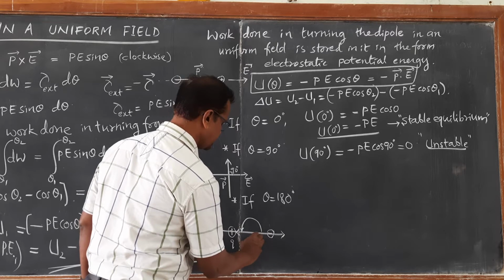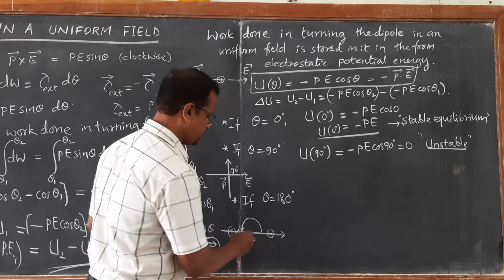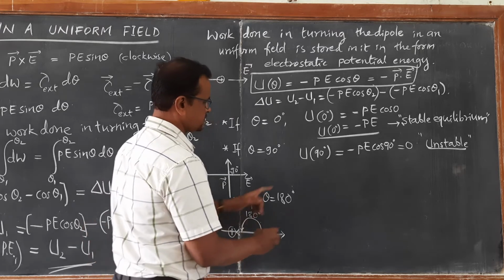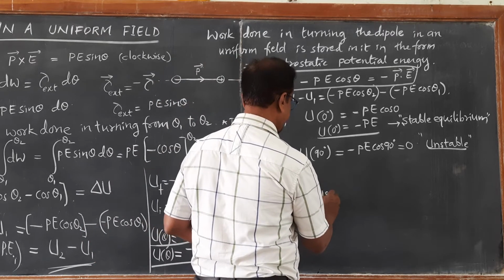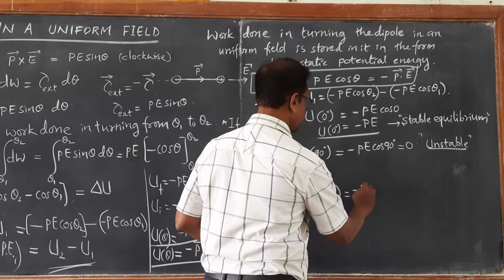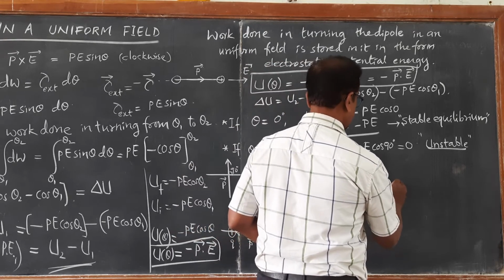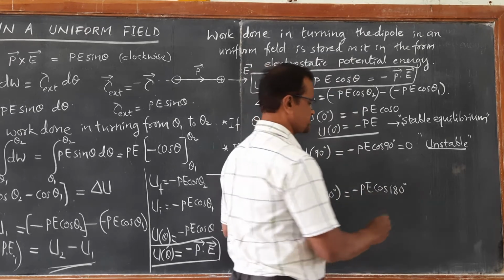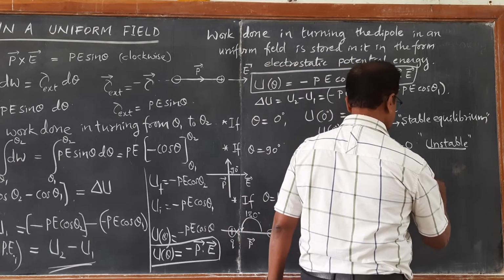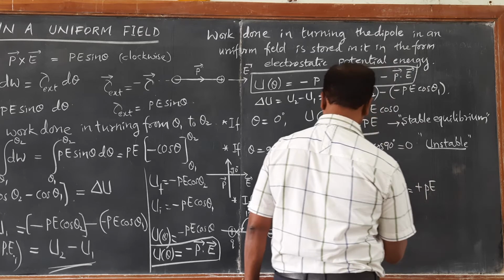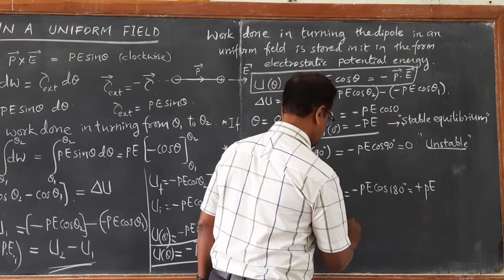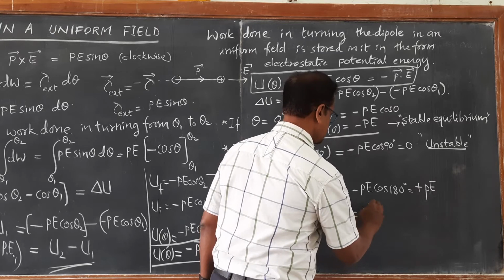Now, this becomes the direction of dipole moment. Then when the angle is 180 degree, then what happens? U at 180 degree, if you just substitute, it becomes minus Pe cos 180. Cos 180 is minus 1, minus of minus becomes plus Pe. So, it has maximum potential energy. So, U max is equal to plus Pe.